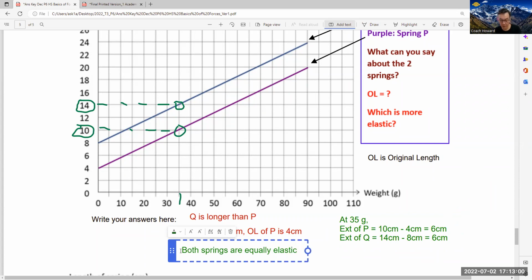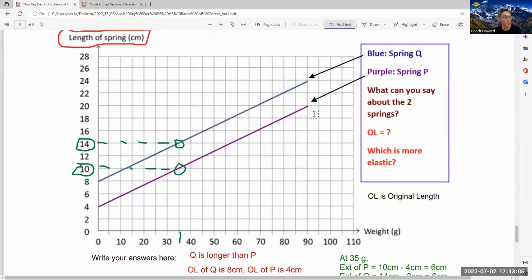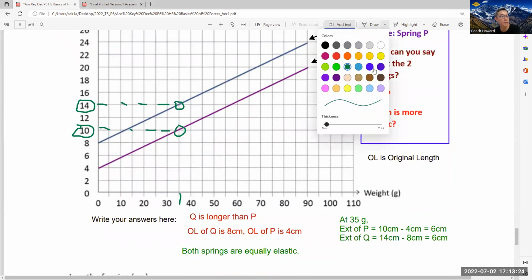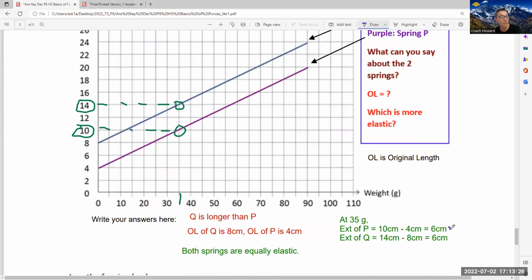Okay? Both springs are equally elastic. The other thing I'd like to show you is that, as long as you notice these two springs, the length of the spring, or sometimes they plot extension versus weight, if they are parallel lines, it means the elasticity is the same. Take note of this. If they are parallel, or if you do the actual calculation, you will notice that they have the same extension. This one, 6 centimeter and 6 centimeter. So they have the same elasticity, or they are both equally elastic.